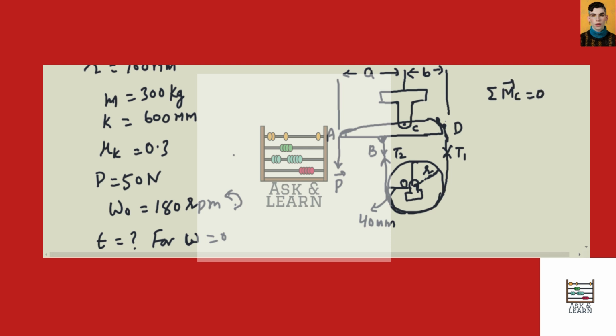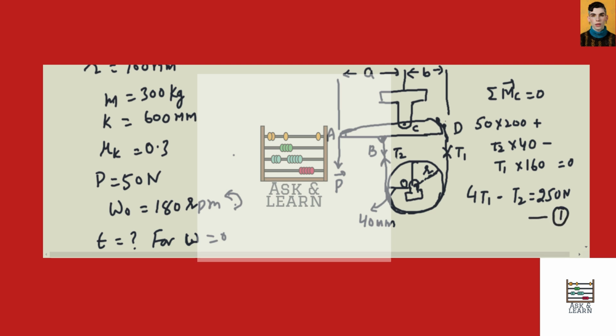Now calculate this value. 50 into AC, AC is given 200, we are taking in mm, plus T2 into 40, this distance is 40 mm, minus T1 into this distance, which is 160 mm. So you will get 4T1 minus T2 is equal to 250 Newton. This is equation 1.